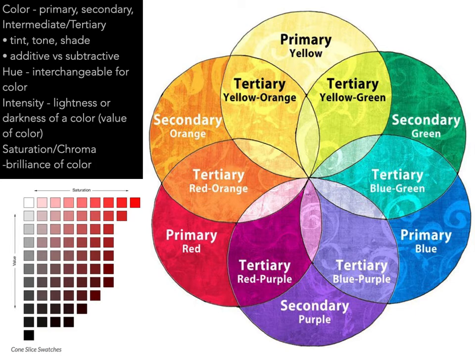So your primary colors are your red, yellow, and blue. Your secondary colors are violet, orange, and green. I don't care if you use the word purple instead, but I've been using the term violet for so long that I can't really break it. And then your tertiary or your intermediate colors are the colors in between: red-violet, red-orange, yellow-green, blue-violet.